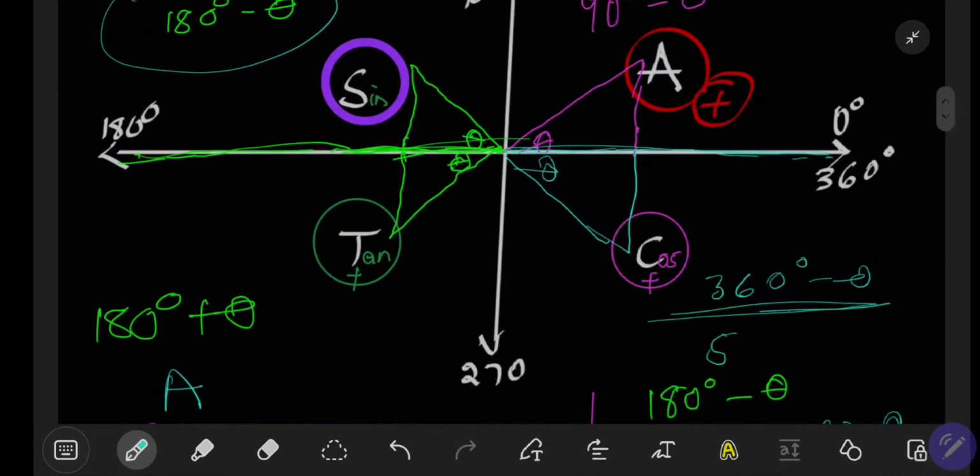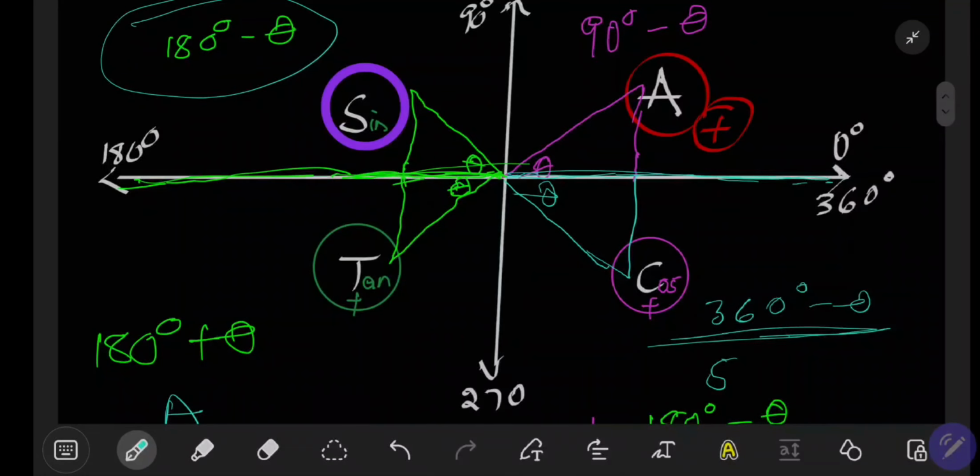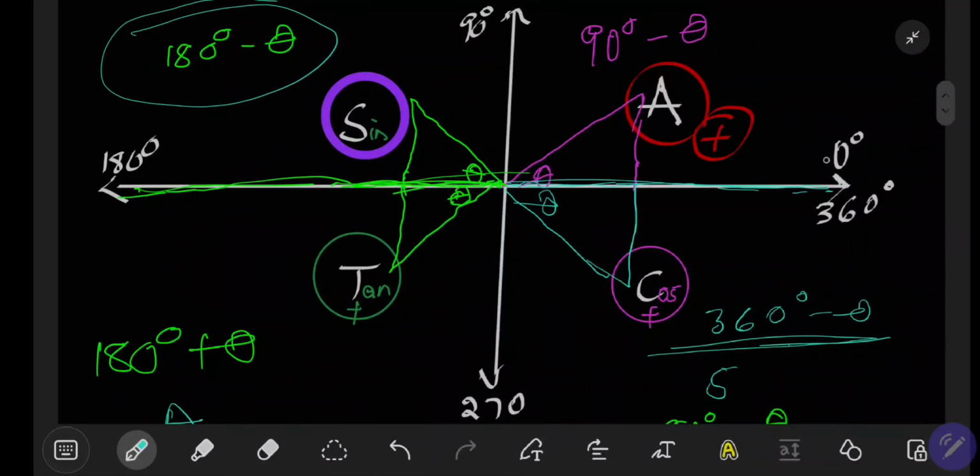All right. So when you work with this reduction formula along the horizontal line, the trigonometric ratios will stay the same. They will only change their signs to positive or negative.